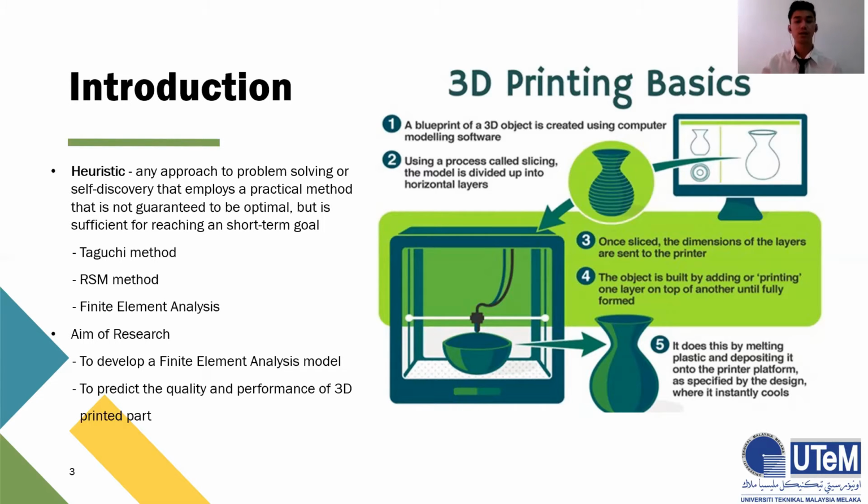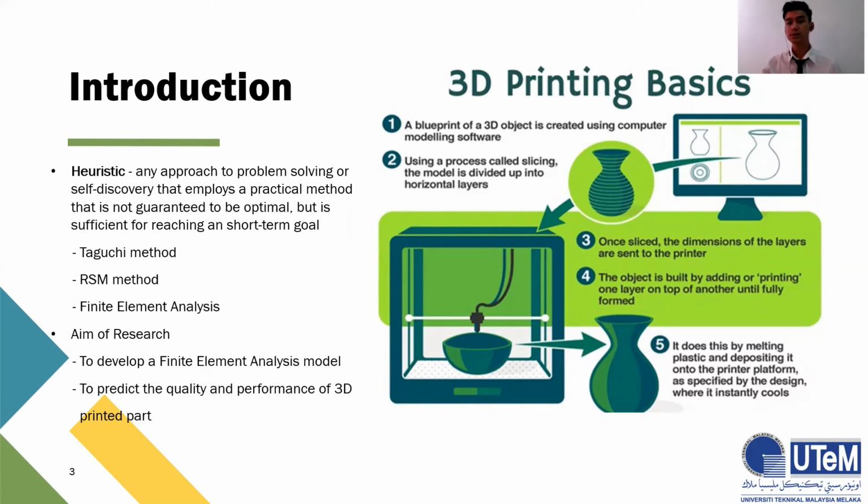Before anything else, let us understand the basic 3D printing steps. Number one, the blueprint of a 3D object is created using computer modeling software. We can create any part desired in any software like SolidWorks, CATIA, and many more. Then the drawing must be converted into an STL format. Then we use a process called slicing, where the model is divided into horizontal layers. The most famous slicing software is called Cura Slicer.